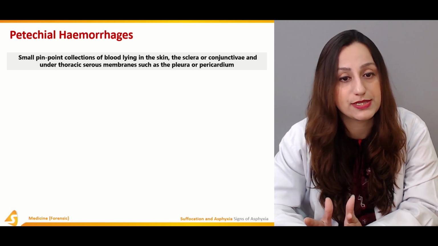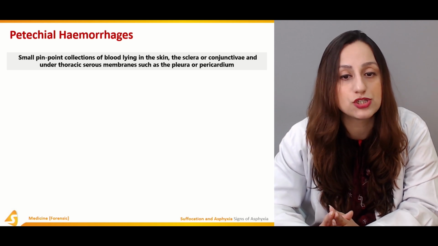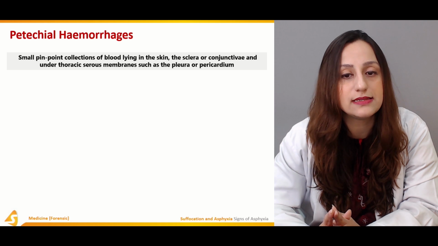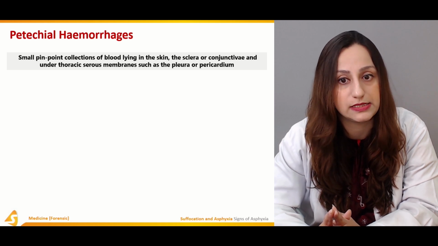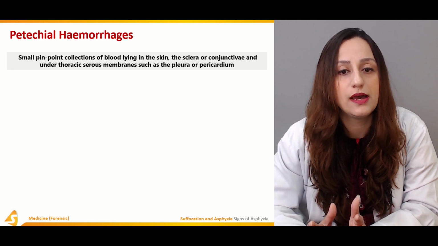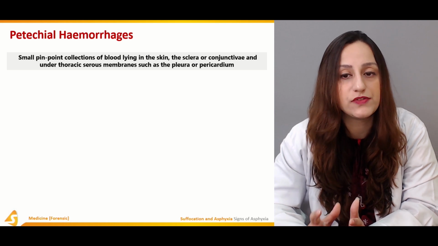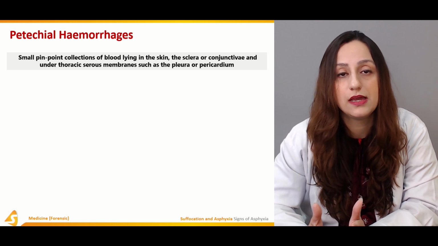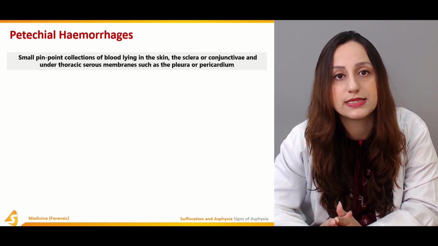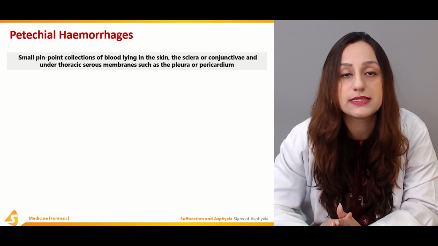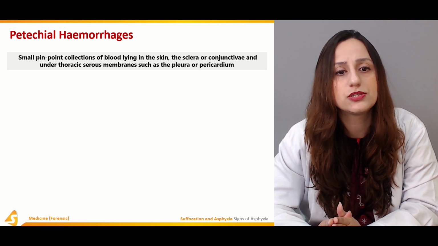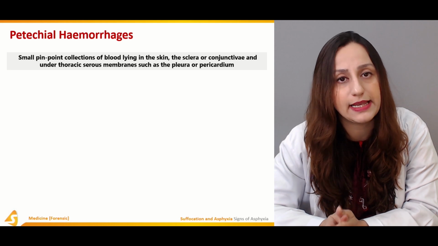Now, the petechial hemorrhages. Petechial hemorrhages are small pinpoint collections of blood lying in the skin, the sclera or the conjunctiva, and under thoracic serous membranes such as the pleura or the pericardium. Obviously, there are other conditions in which these petechial hemorrhages can be seen. For example, some blood disorders can cause them. Again, the person can be suffering from any CVAs or high blood pressure. Even in those cases, these petechial hemorrhages are seen.